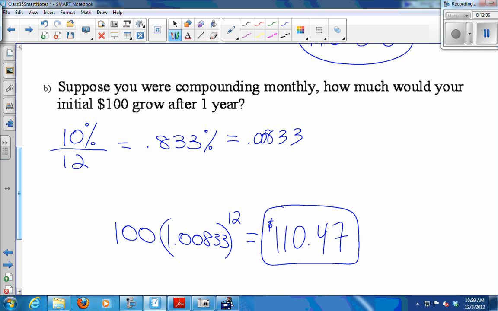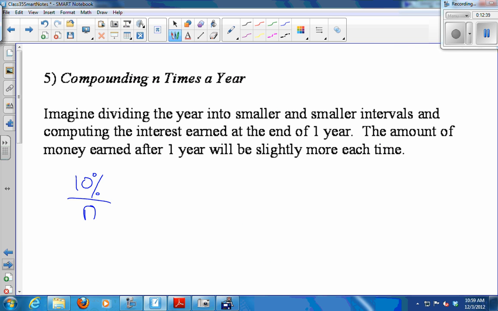And then I had to change it to a decimal. So I have to multiply by 0.01, moving the decimal 2 to the left. If I simplify this, I get 0.1 divided by n. So this is my interest rate that I make at each compounding. This is like the 0.00833. What did you do to that 0.00833 back here?